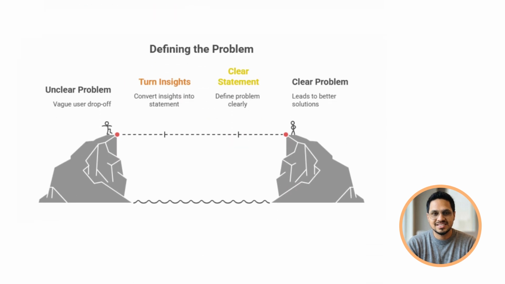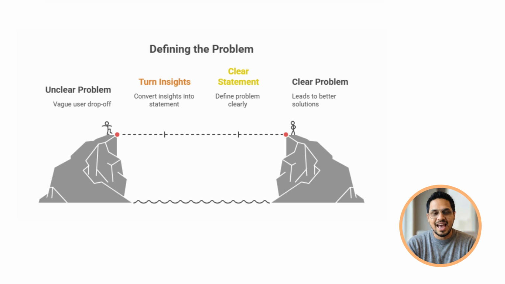Now comes the third step, which is to define the problem. Here, you turn the insights into a clear problem statement. For example, users drop off at the payment step due to complexity. Always remember, a clear problem will always lead you to a better solution at the end of the day.